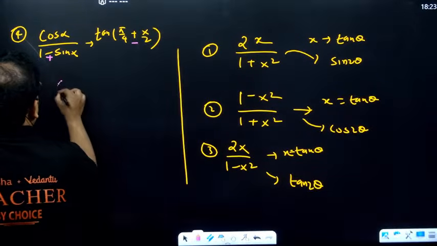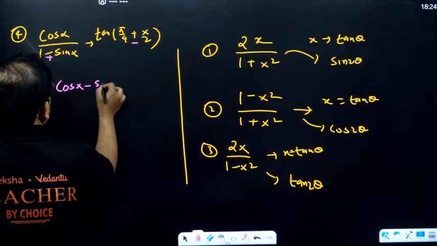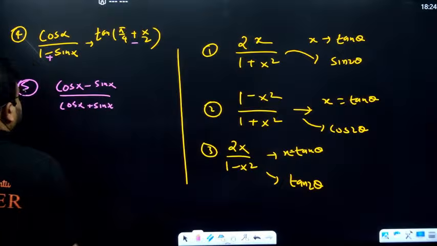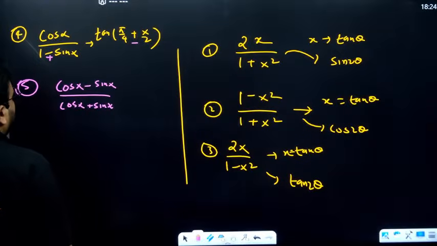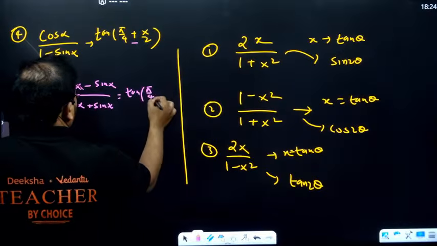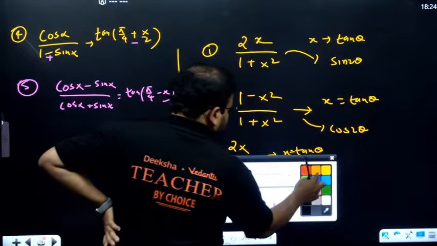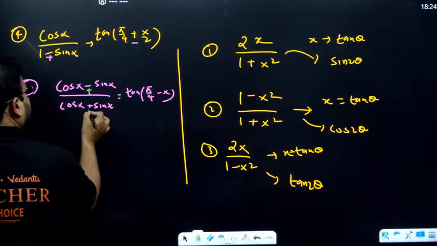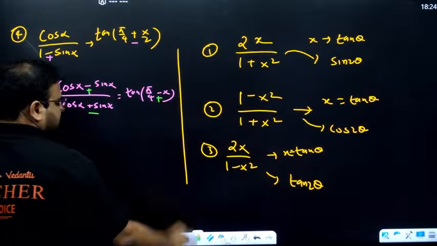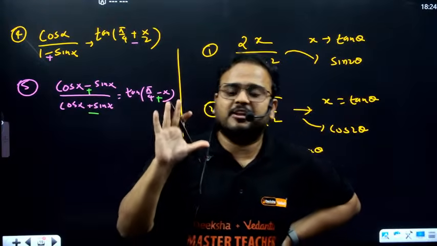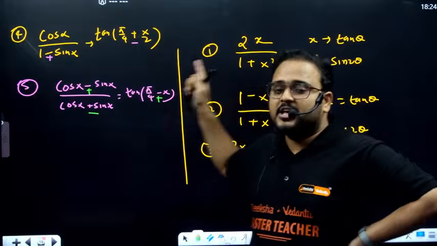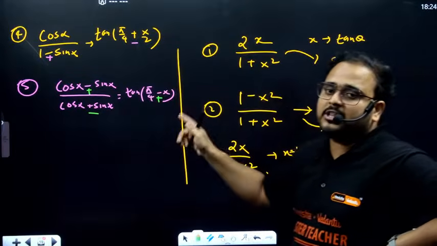Alright guys, if you have cos x minus sin x upon cos x plus sin x, this value becomes tan of (pi by 4 minus x). And if you have plus here and minus there, then this will become plus. These are 5 special forms that will be applicable in inverse trigonometric differentiation questions. If you remember these 5 forms, you can solve the question faster.